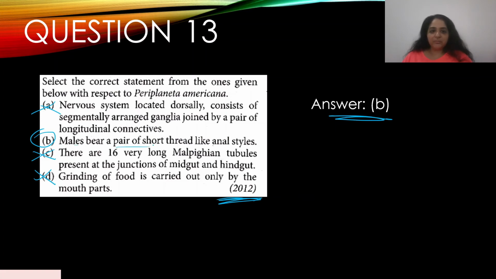Males bear a pair of short thread-like anal styles, also known as caudal styles, anal styles, whatever word they use, you should be aware of that. I've already discussed caudal styles before, so I won't go into detail. I've also already given a structure of the cockroach where you can see the anal style clearly. All right, let's move on then.